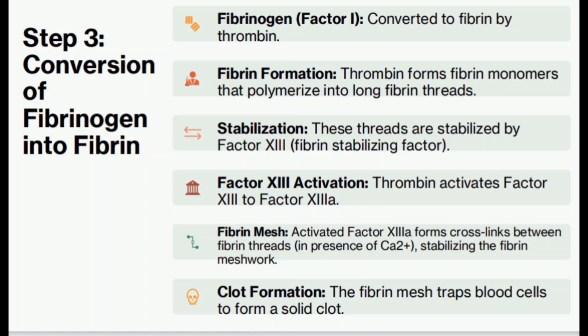Then factor 13 activation. The thrombin activates factor 13 to factor 13a. Then fibrin mesh. Activated factor 13a forms the cross links between the fibrin threads in the presence of calcium ions, stabilizing the fibrin network. Then final is the clot formation. The fibrin mesh traps the blood cells to form a solid clot.